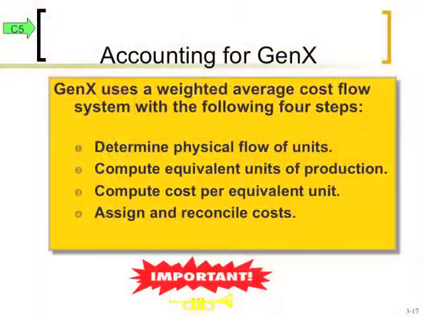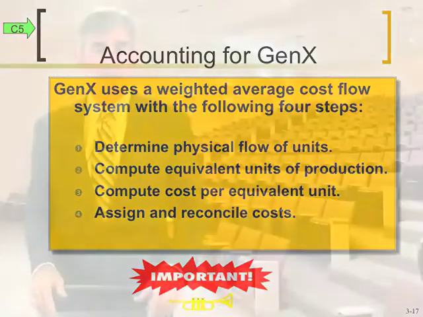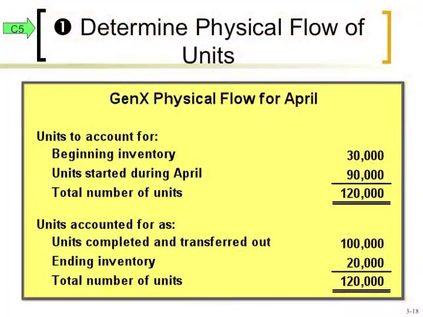So now we're going to look at the steps, and if we start with step 1 at slide 17, here we have the 4 steps laid out for us. We're going to determine first the physical flow of units. Second, we're going to compute our equivalent units of production. Third, we're going to compute our cost per equivalent unit. And then fourth, we're going to assign and reconcile our costs. So if we look ahead then to slide 18, the first is we're going to calculate the physical flow.